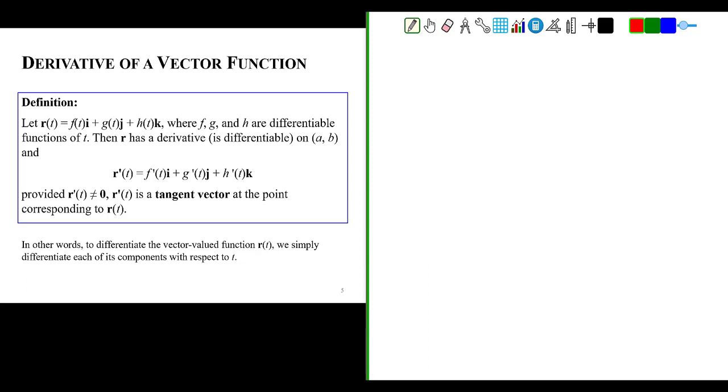on the interval ab and is given by r prime is equal to the derivative of the function f, i hat, plus the derivative of g, j hat, plus the derivative of h, k hat, provided that the derivative of our function does not equal the zero vector. If that's the case, then we could say the derivative r prime is a tangent vector at the point corresponding to r of t. Well, let's unpack this a little bit.